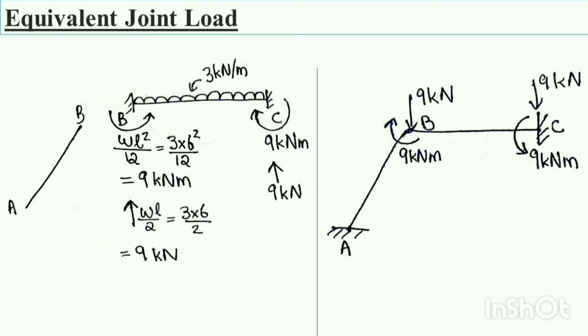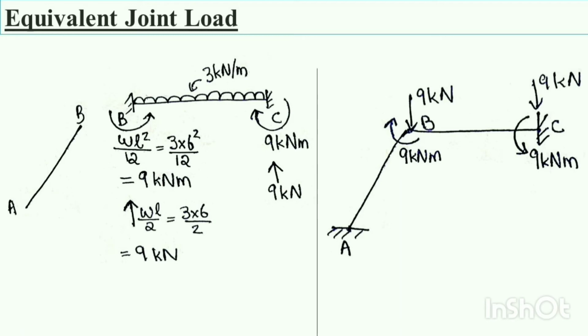In member AB there are no member forces, so no need to calculate the equivalent joint load. But in member BC there is a uniformly distributed load of 3 kilonewton per meter. So fixed end moments will be WL square by 12 and fixed end forces will be WL by 2. WL square by 12 equals 3 into 6 square by 12, which is 9 kilonewton meter, and WL by 2 equals 3 into 6 by 2, which is equal to 9 kilonewton. So these are the joint reactions.